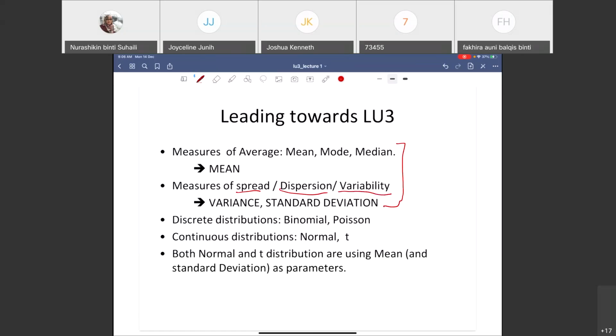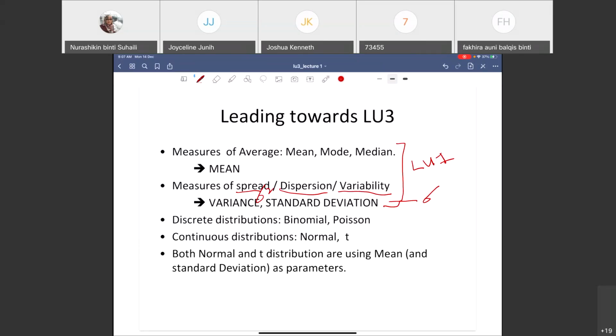Okay, and those characteristics are measured by parameters called variance and standard deviation. Okay, so variance is like this one, the symbol is sigma squared, and standard deviation is like this, the symbol. Okay, so this is in LU1. I suppose you also have studied this in your previous background, like maybe Form 6 and Form 5, or even matriculation. Okay, so this is just a revision for you.